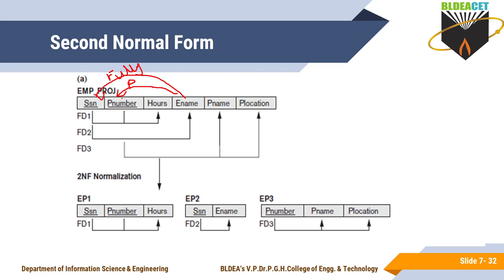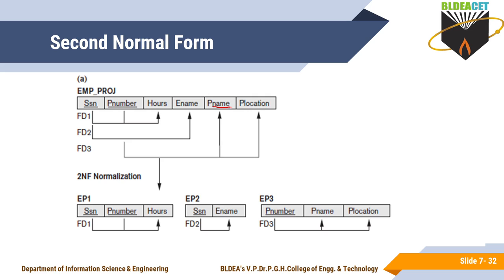In that situation, is it in second normal form? No, it is not in the second normal form. What does second normal form demand? It supports only fully functional dependency. It doesn't support partial functional dependency. That's why this relation is not in the second normal form here.